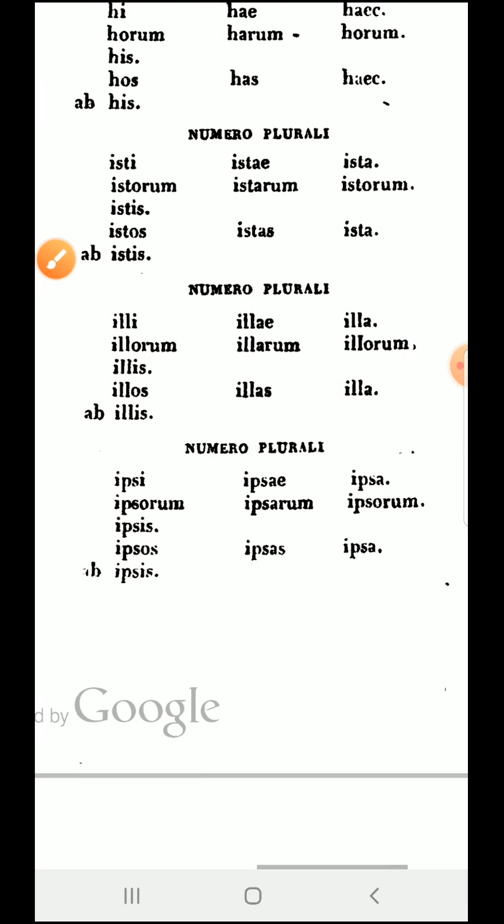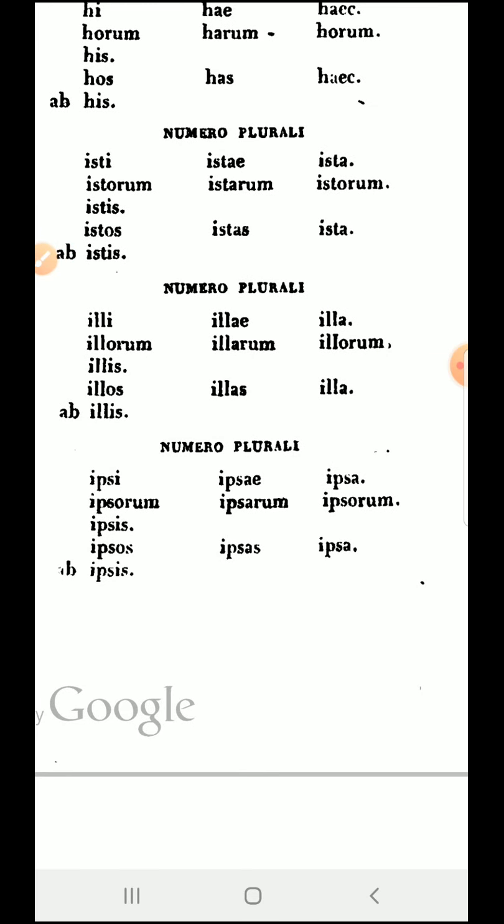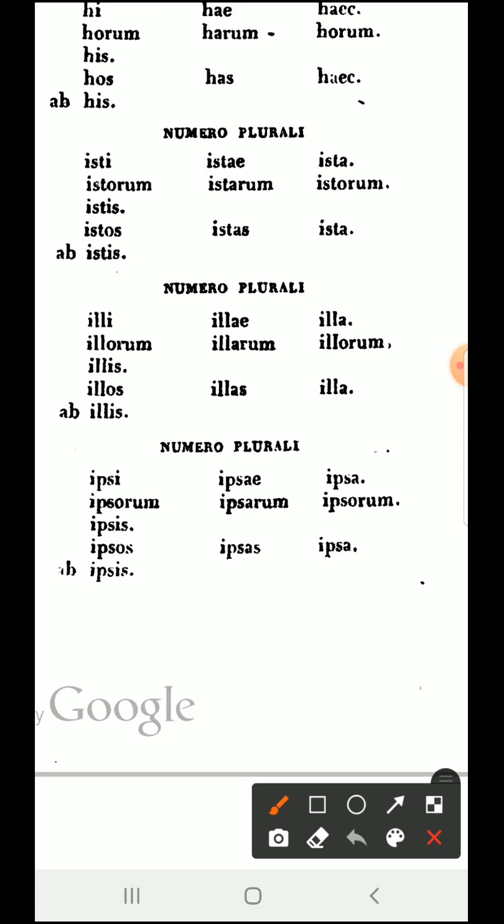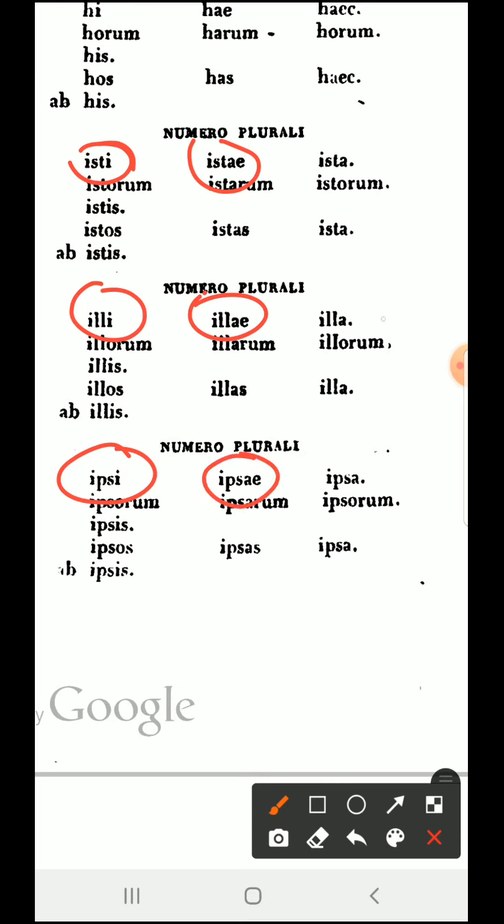Over in the plural, we see exactly the same declensions. We see isti, illi, and ipsi. We see istae, illae, and ipsae, ista, illa, ipsa. If you know the declension of isti, istae, ista, you also know the declension of illi and ipsi, because their endings are the same.